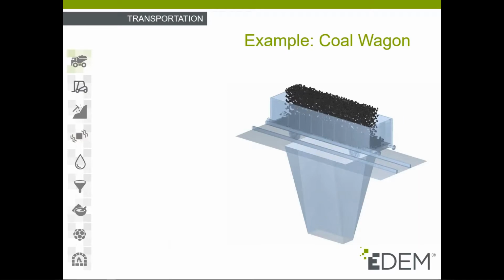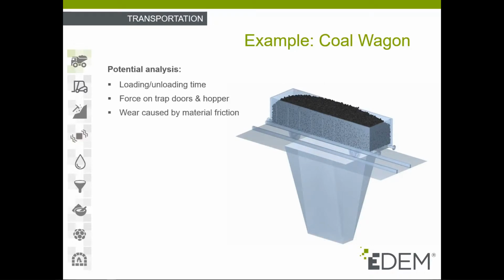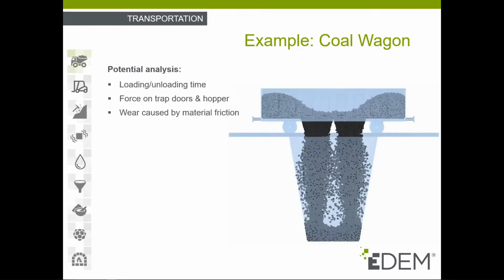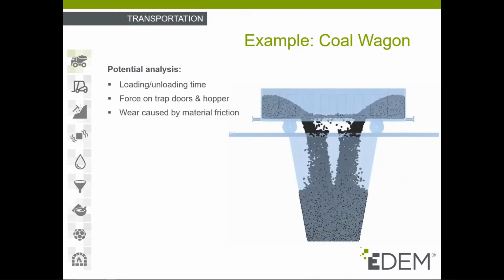So let's look at one example in more detail. Here we can see the coal wagon being loaded with material from the top and unloading the material into a hopper through trapdoors at the bottom. Some areas of analysis could be loading and unloading time, so you can predict the force on trapdoors. And knowing the pressure on the doors will allow the design of the shutting mechanisms.